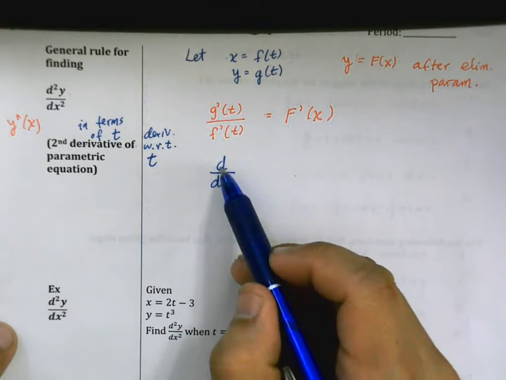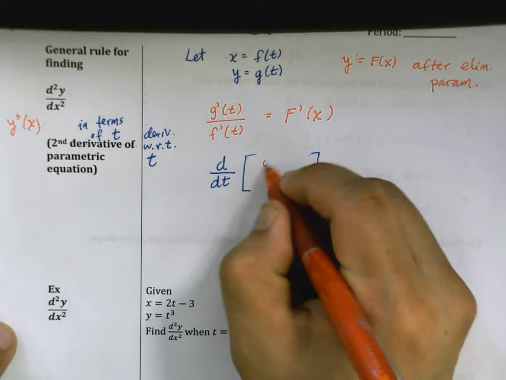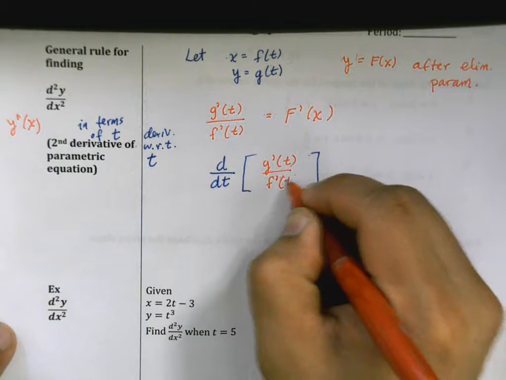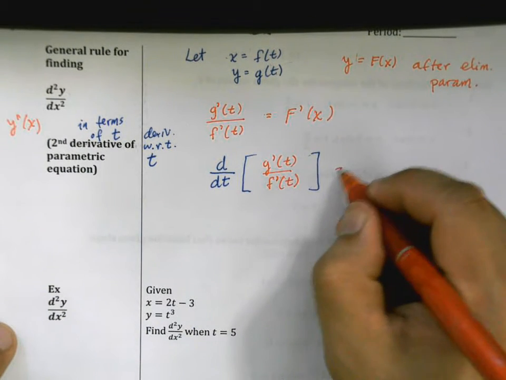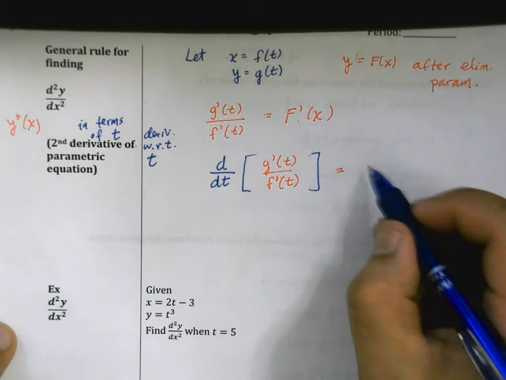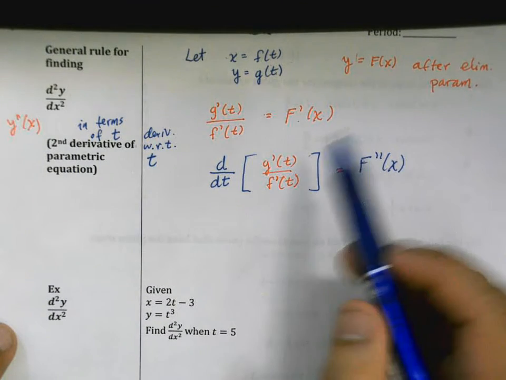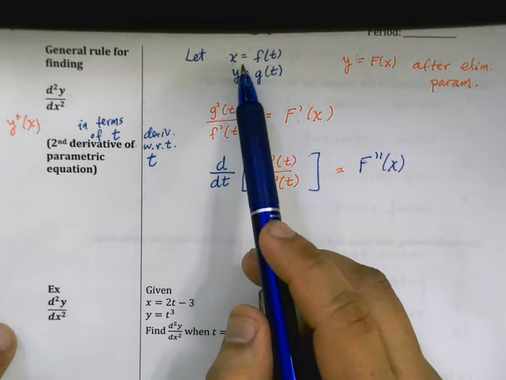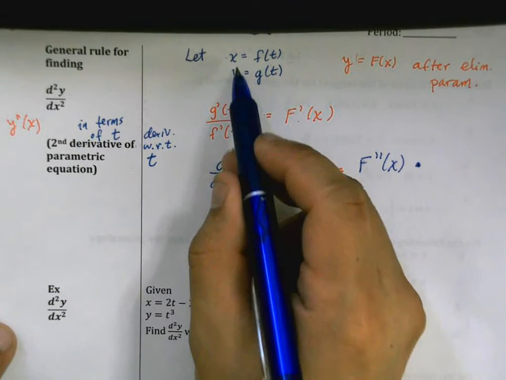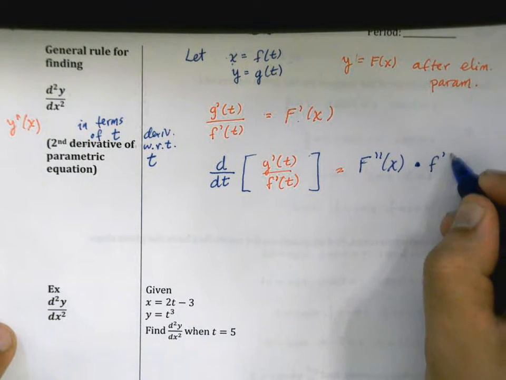So d/dt, the derivative with respect to t of this entire left side, is equal to, now we want the derivative of f prime of x, so this is f double prime of x. However, x again is a function of t, so we have to multiply it by the derivative of x. In other words, x prime, or we can just write little f prime of t.